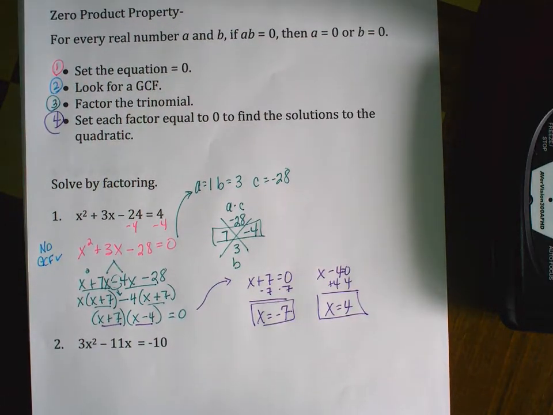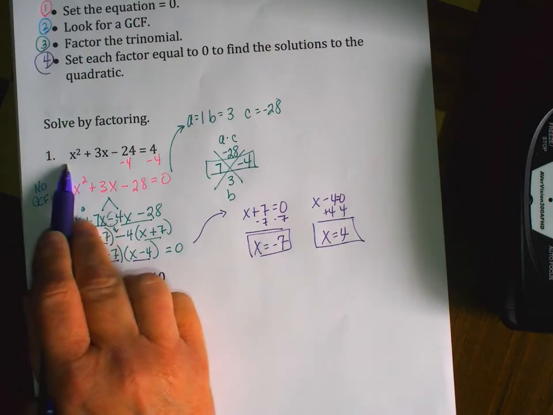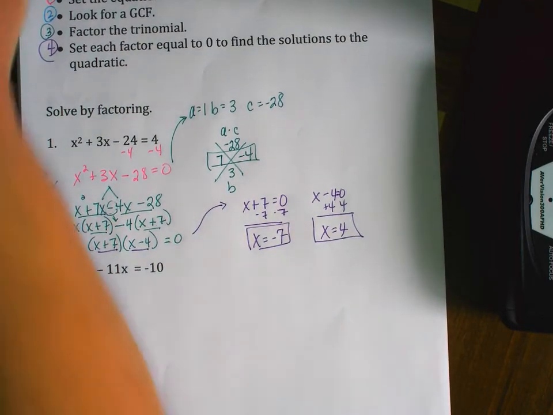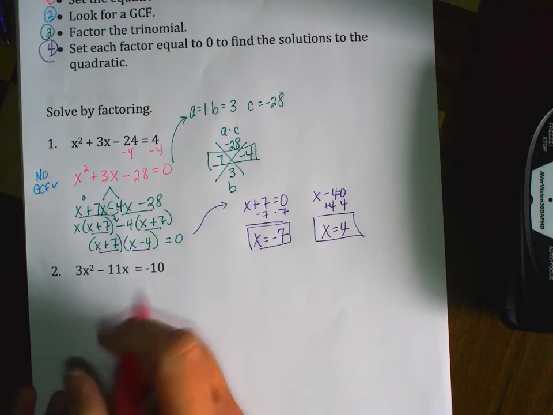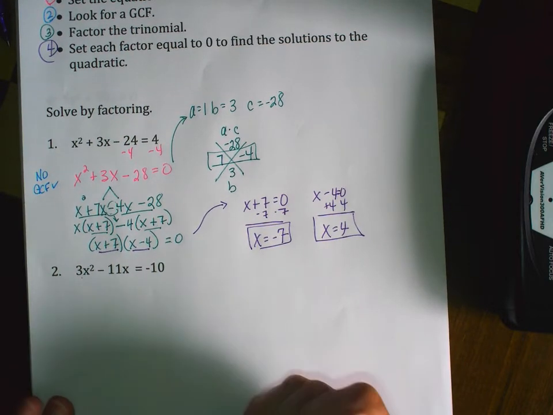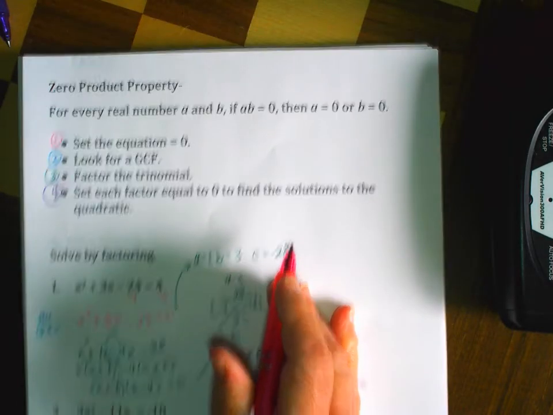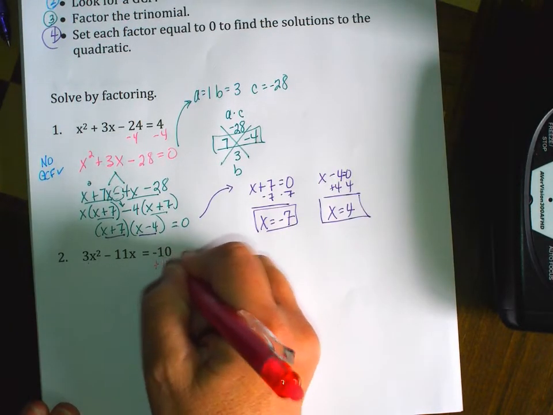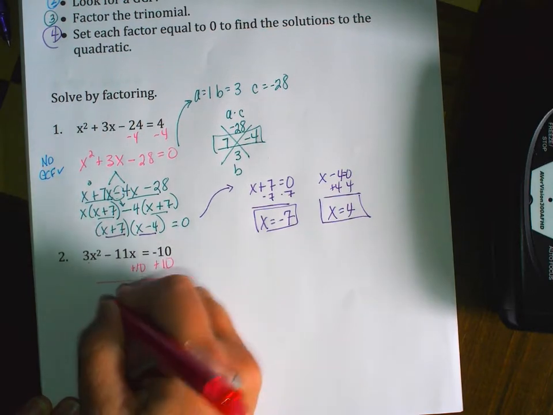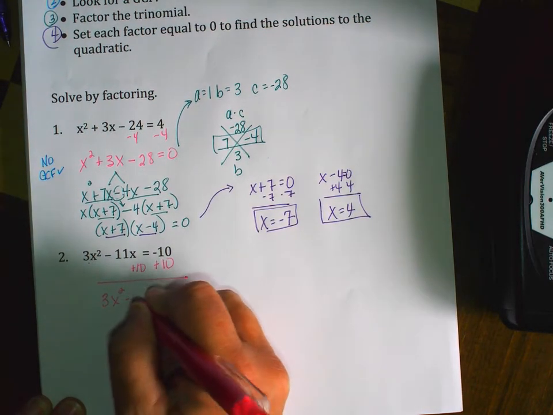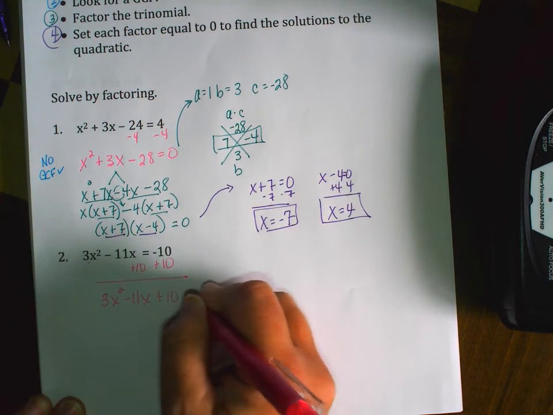All right, so let's do a different one. Okay, that one was easy because there's a 1 in front of the x. We're going to do one where we have something other than 1 in front of the x. First thing I need to do, remember our first rule, set the equation equal to 0. So I'm going to add 10 to both sides. So I have 3x squared minus 11x plus 10 equals 0.